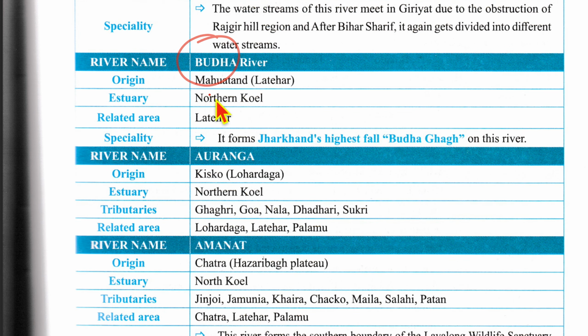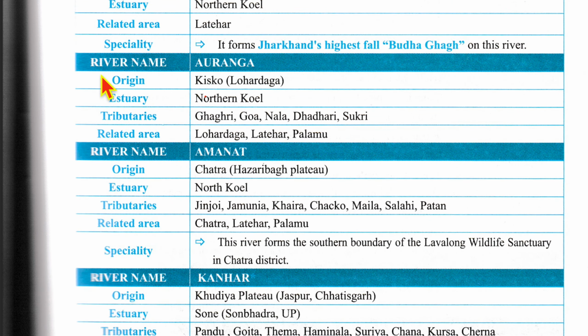Now Buddha River, it originates in Latehar district at Mahuatand, and it forms a tributary of North Koel River. Its related area is Latehar. Speciality is that it forms Jharkhand's highest waterfall, Buddha Ghagh, on this river. Now river name is Auranga. Its origin is in Kisko, Lohardaga. It forms a tributary of North Koel. Its tributaries are Ghaghri, Gova, Nala, Dhadri and Sukri. Related areas are Lohardaga, Latehar and Palamu.